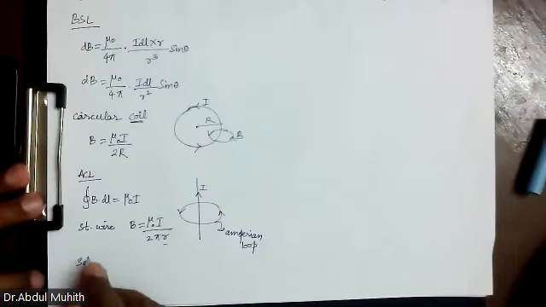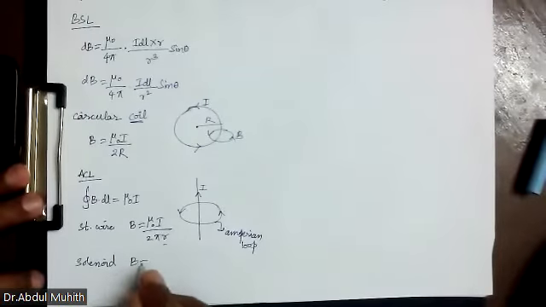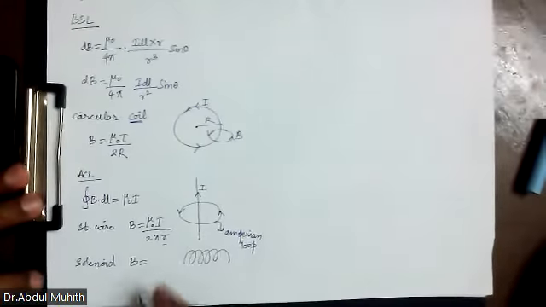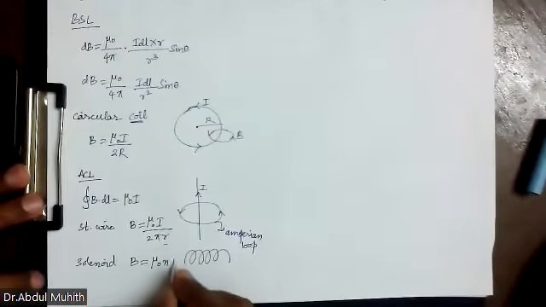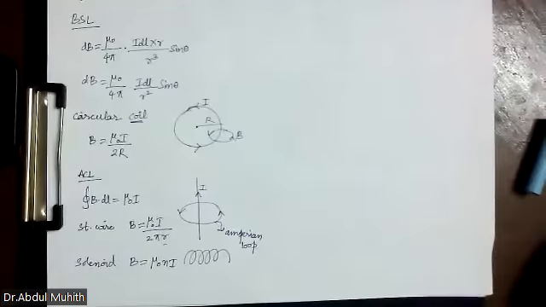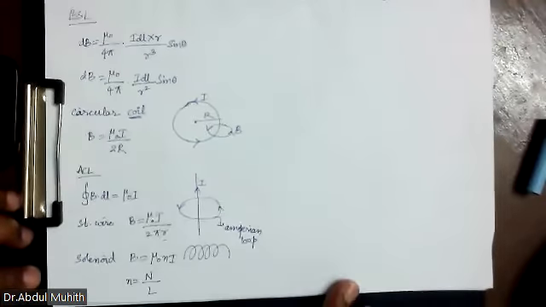Next one is solenoid. There are three cases here: straight wire, solenoid, and toroid. The formula for solenoid is what? This is the solenoid. B is equal to mu 0 n I. What is small n? Number of turns per unit length, the number density. So small n is equal to number of turns per unit length. This is the formula.